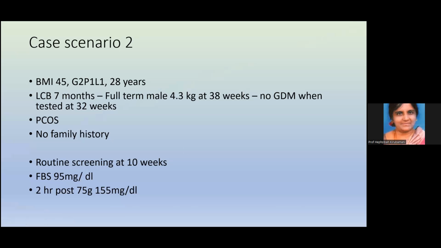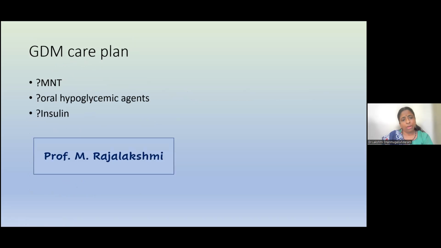This is the next case, which is BMI 45, the same lady, but now we are talking about her being of a higher BMI compared to the 40 at which we screened her. And we have identified that at 10 weeks, she has a blood test showing a 95 milligram fasting and a 155 milligram after 2 hours of 75 gram glucose. Professor Rajalakshmi, what would be your plan for her management? She's 10 weeks now, BMI is 45.